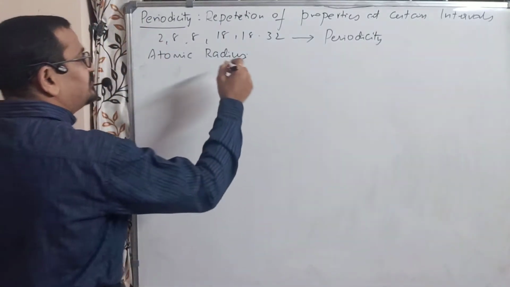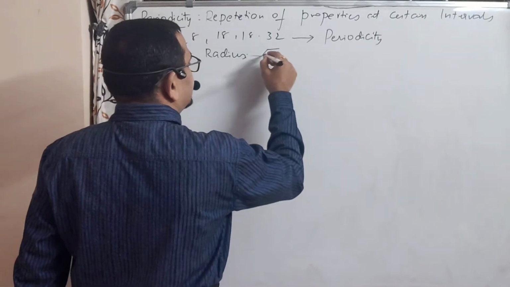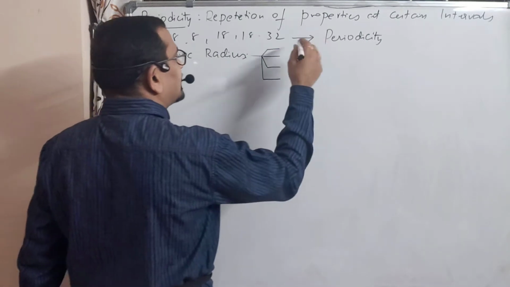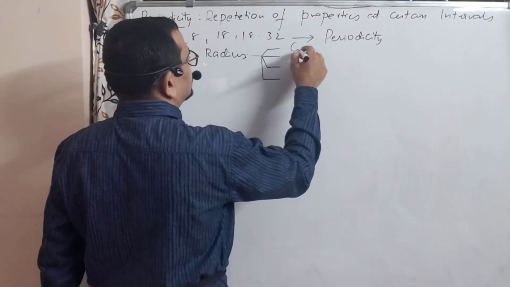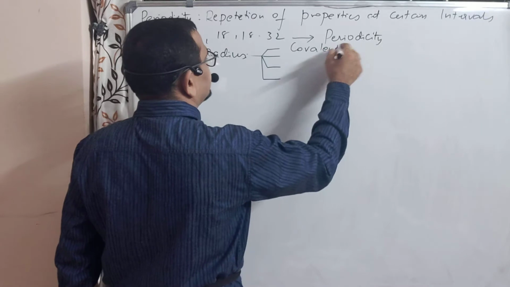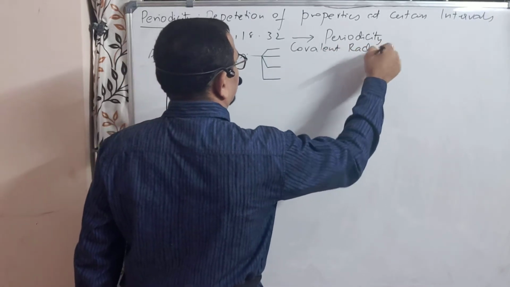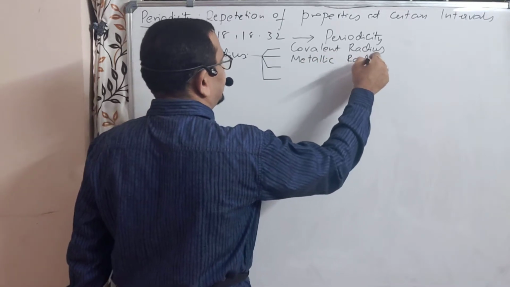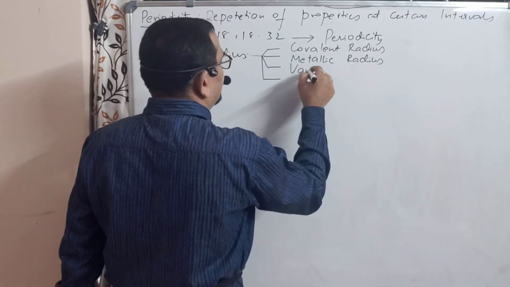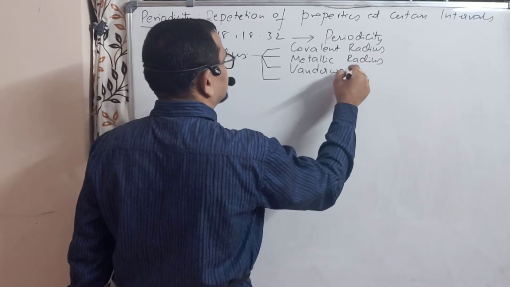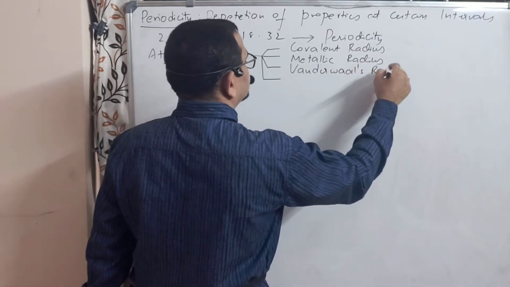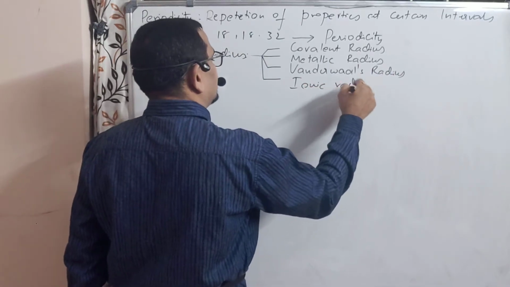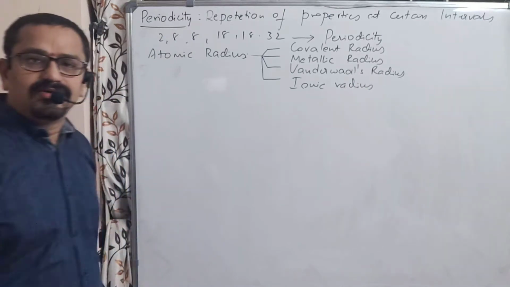So with respect to the state of availability and other features, atomic radius is mainly classified into 4 categories, namely covalent radius, metallic radius, van der Waals radius and ionic radius.